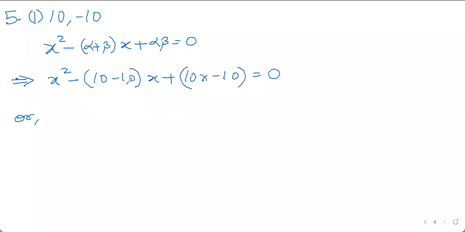Now 10 minus 10 is 0. 0 into x is 0. So this whole x term becomes 0. And now 10 into minus 10 is minus 100 equals 0. That is the equation.